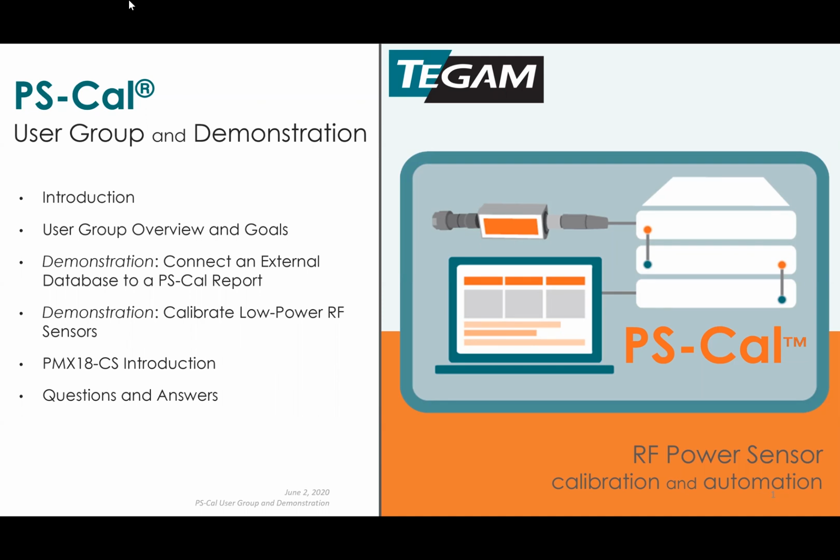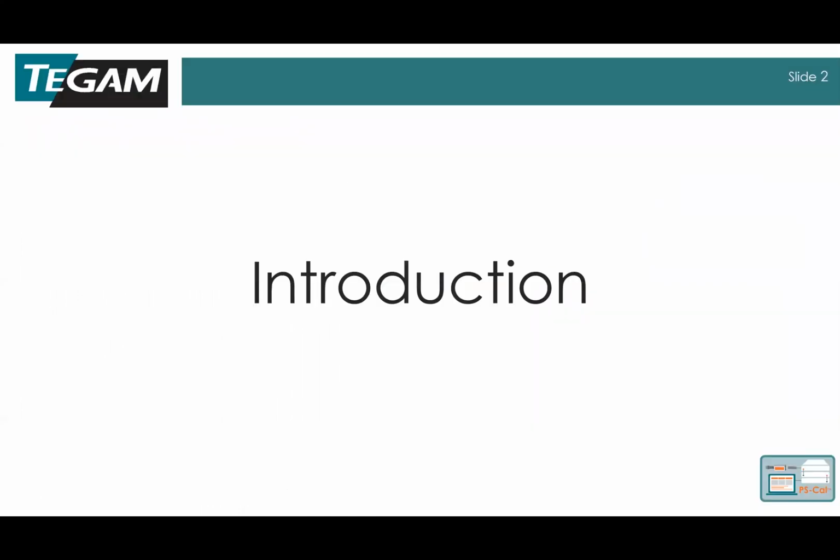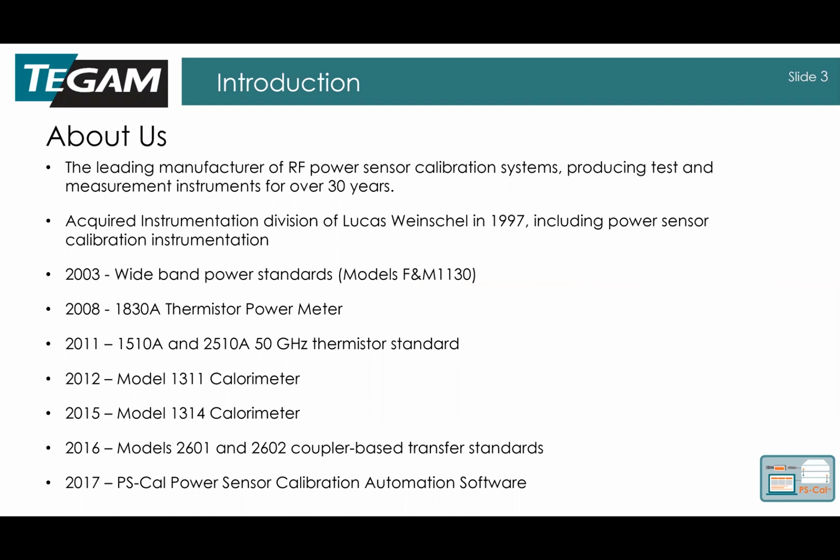So to go ahead and get started, by way of introduction, for those of you who don't know TEGAM, we are a leading manufacturer of RF power sensor calibration systems, and we've been doing this for over 30 years, starting back when we acquired the instrumentation division of Lucas Weinschel. That was in 1997. And from there, we built upon the technology that we acquired from Lucas Weinschel to put out into the market a whole new line of RF power standards, RF power meters.